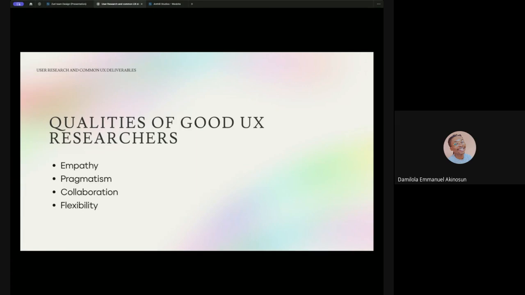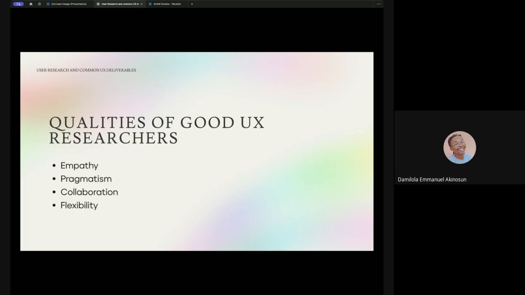Then good UX researchers are good collaborators. I mentioned this in one of the other calls that we had, that in order for you to really scale and grow, you need to be able to collaborate. And the same thing goes, in order for you to reach out to people, to conduct research, to ask them questions and get feedback, you need to be a good collaborator. Because if you don't have the ability to work with a wide range of people and personalities and work styles, then it's going to be a serious problem.